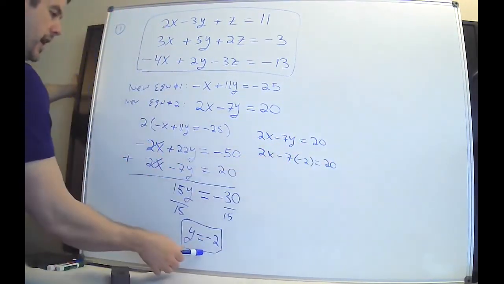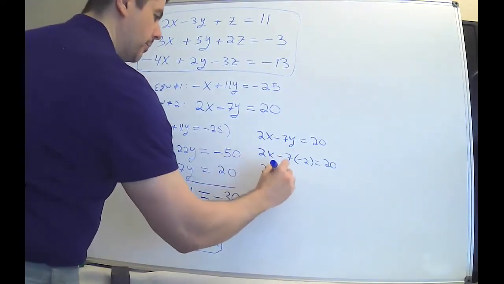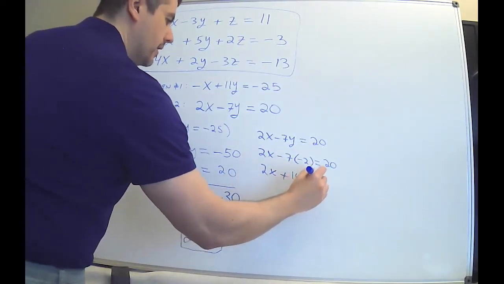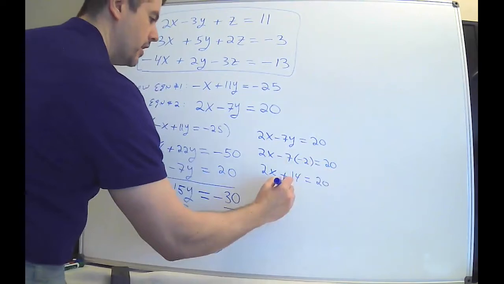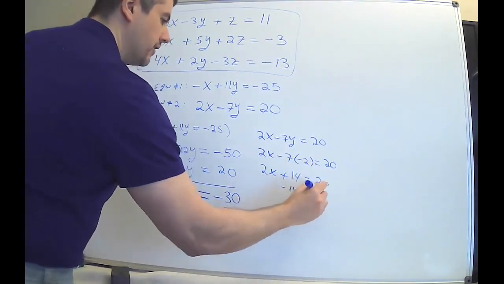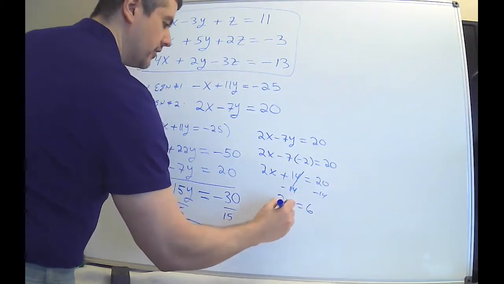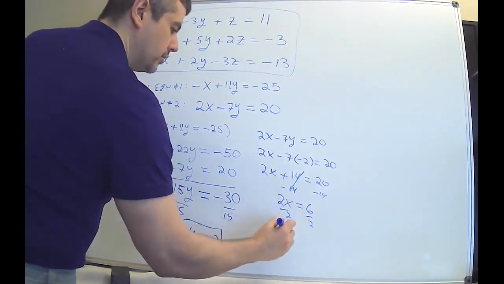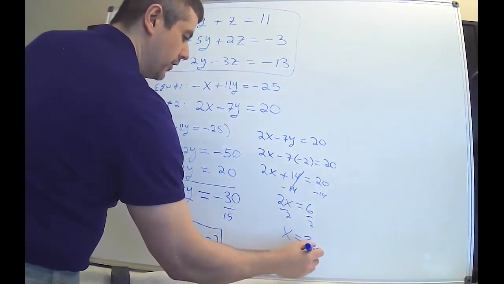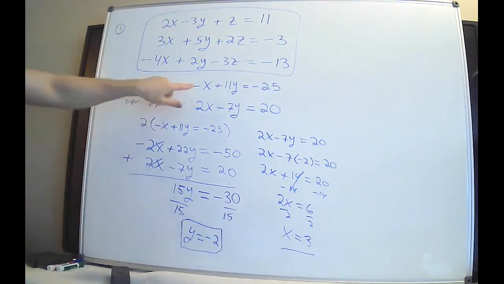Wherever y is, -2. So you get 2x plus 14 equals 20. Subtract 14 from both sides. Get 2x equals 20 minus 14 is 6. Divide both sides by 2. You get x equal 3. Yay!